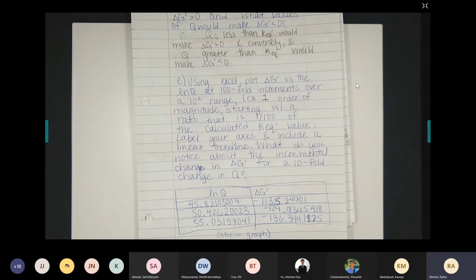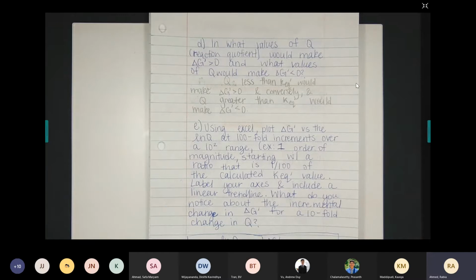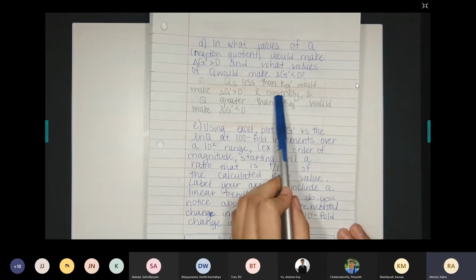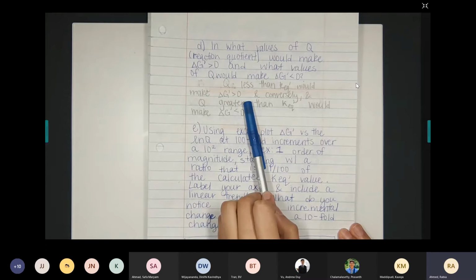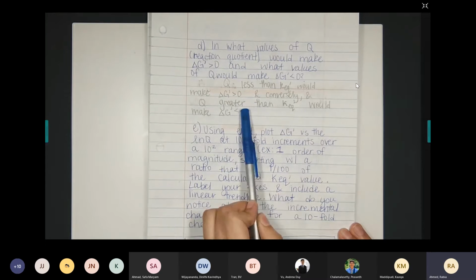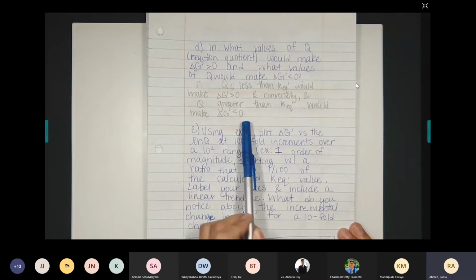Moving on to D and E. Okay. For what values of Q, the reaction quotient, would change of G be greater than 0, and what values of Q would make change of G less than 0? If Q is less than K_eq, it would make change of G greater than 0. Conversely, if Q is greater than K_eq, then that would make change of G less than 0.